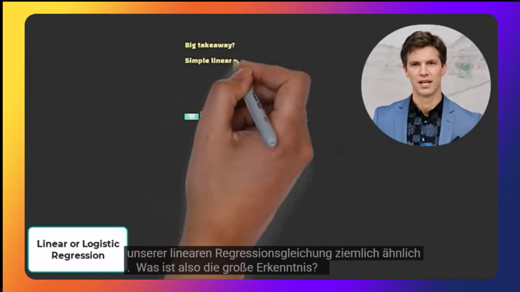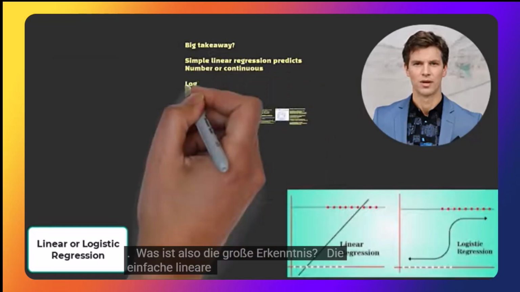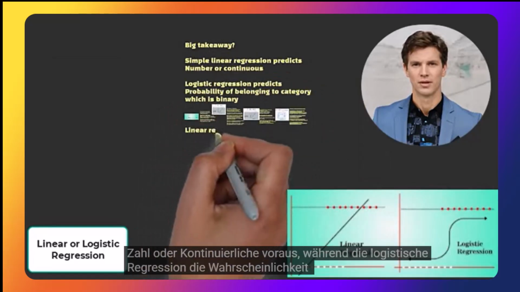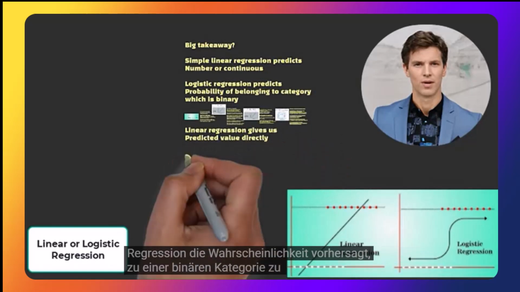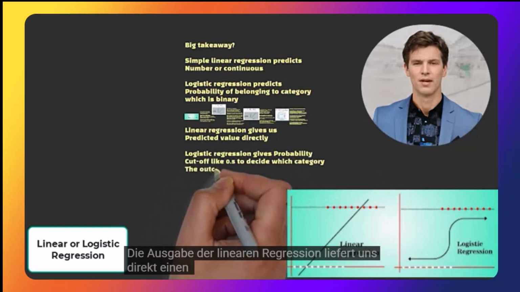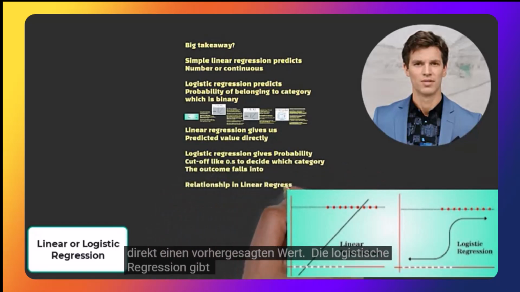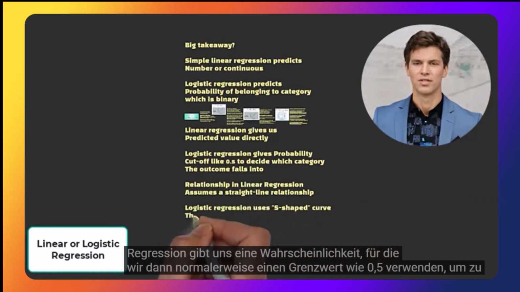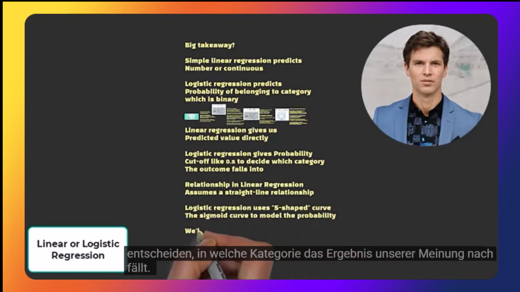So, what's the big takeaway? Simple linear regression predicts a number, or continuous, while logistic regression predicts the probability of belonging to a category, which is binary. The output, linear regression, gives us a predicted value directly. Logistic regression gives us a probability, which we then usually use a cutoff like 0.5 to decide which category we think the outcome falls into.